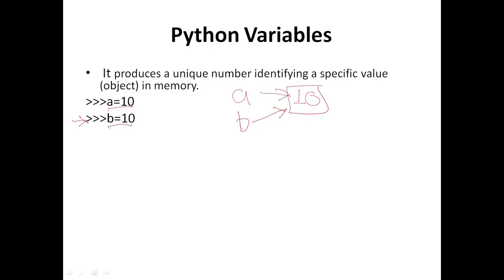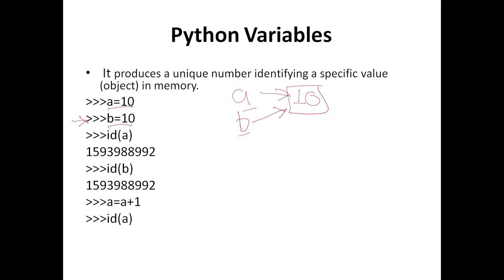So here A and B are referring to the same object. If you want to check whether they are referring to the same object or not, you can use the id function that returns the integer identifier of an object. If you write id of A, it will give you an integer number, which is the integer identifier. Then if we write id of B, it will return the same integer identifier, because both variables A and B are pointing to the same object.